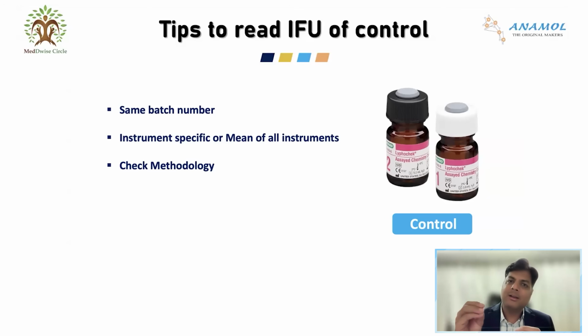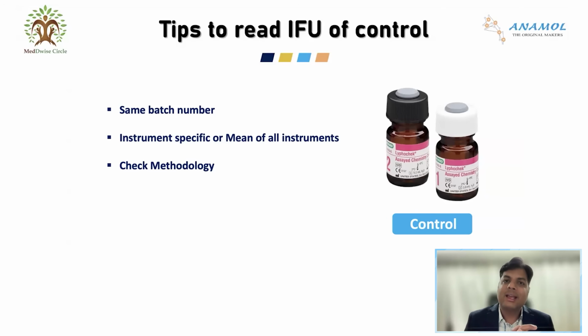But if I'm using one particular instrument which is not mentioned in the value chart, then I have to look at something called the mean of all instruments. So do I have to look at the value chart of a particular analyzer or instrument, or do I have to look at the mean of all instruments? This is very important because the value range of that particular analyte is different for different analyzers.